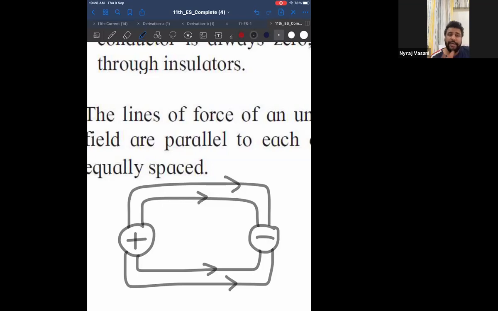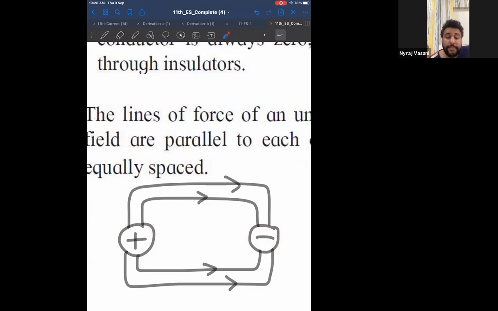Electric lines of force do not intersect. Electric lines of force start from the positive charge. Electric lines of force land on the negative charge. Also, they do not enter the conductor, means they do not go inside the conductor. They are only on the surface of the conductor.